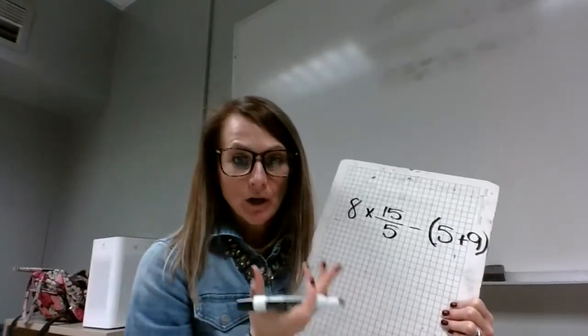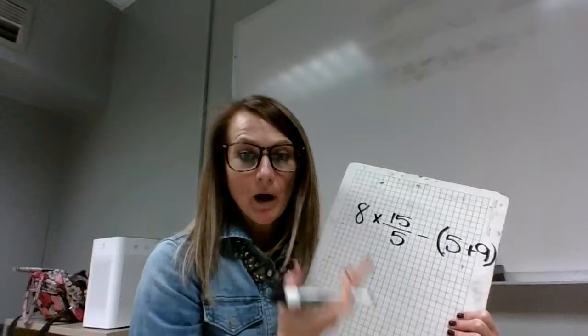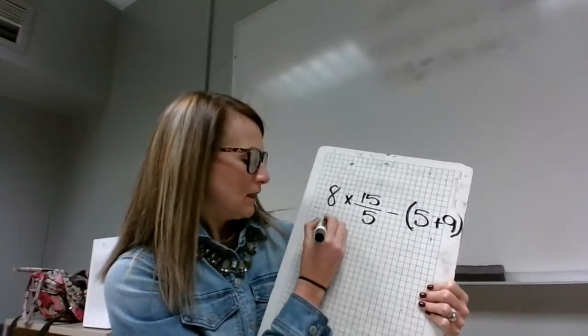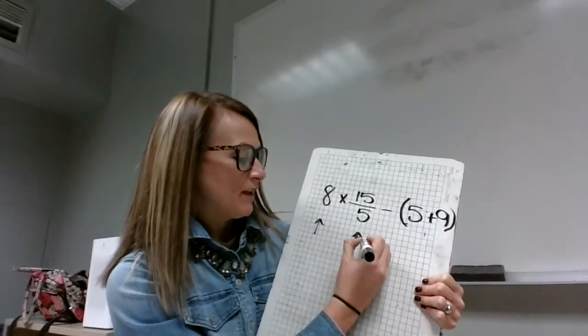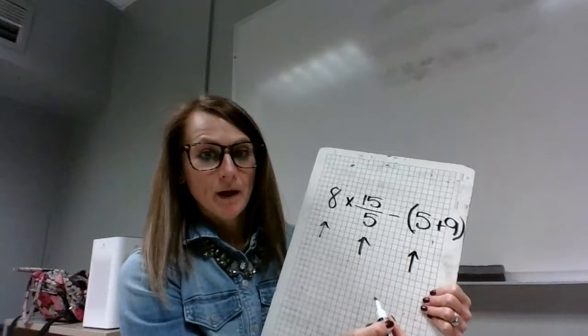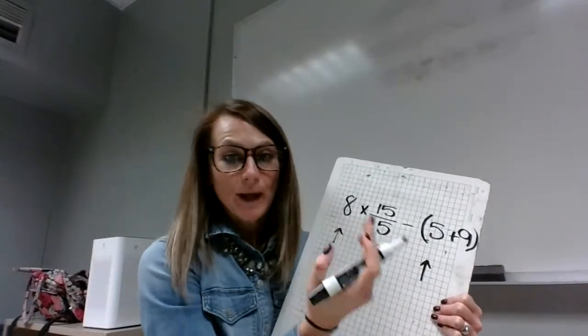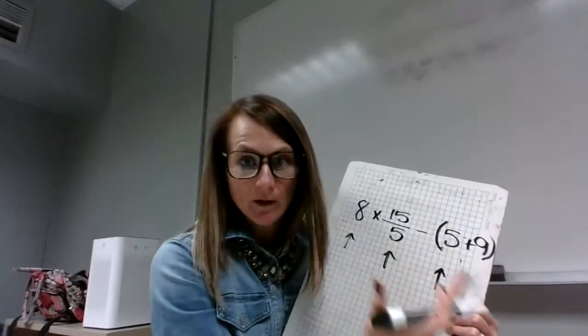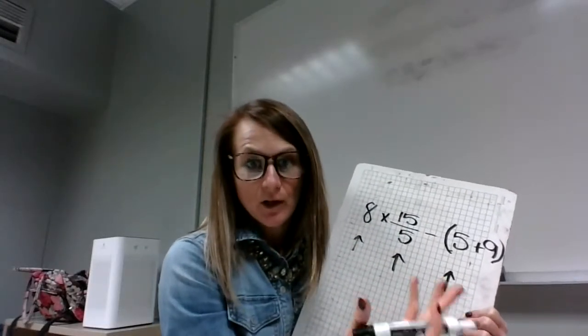And then a term is each individual part of the expression. So like 8 is a term. 15 fifths is a term. 5 is a term. And then if we would have an m, an n, or an x, some type of variable in our expression, that would also be considered a term.